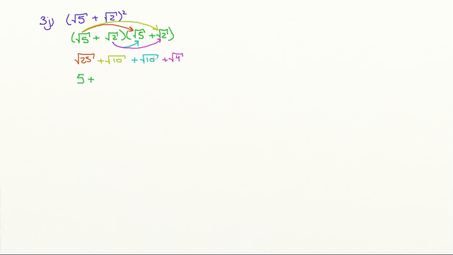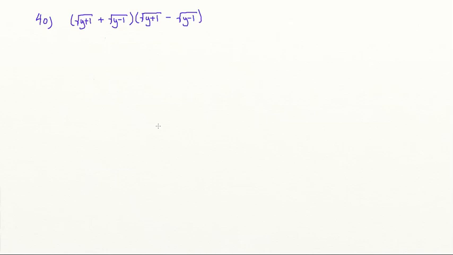Root 10 plus root 10, we can put those together because they both are square roots and they have the same thing inside, so we can add like radicals. So 2 root 10, root 4 is 2. Let's put our numbers together. So 5 plus 2 is 7. Copy the rest down.